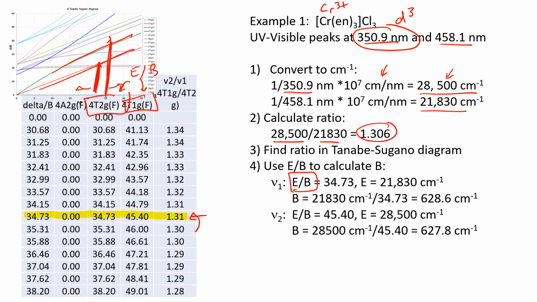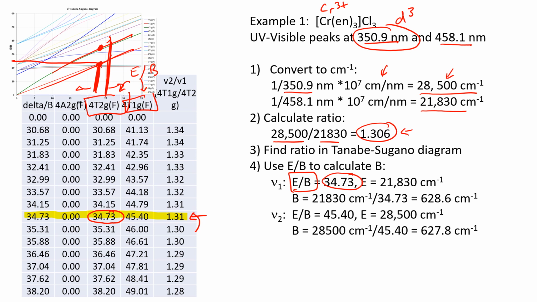So if we look at our entry that we've highlighted here, 34.73 is the value for E over B for our first transition, okay? And we know that that ratio is basically the answer as we draw to the left. If we go back, this ratio here, 1.306, represents the ratio of this top energy to the bottom energy. We found it. But by doing that, we're basically identifying the x-axis position and also the two y-axis positions. So this is our y-axis position for our first transition.